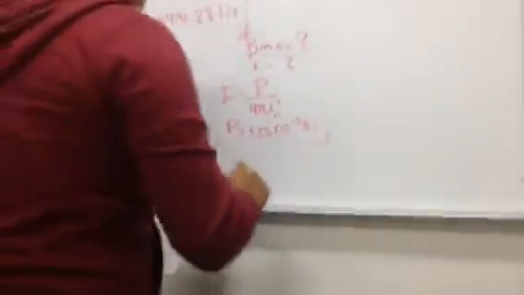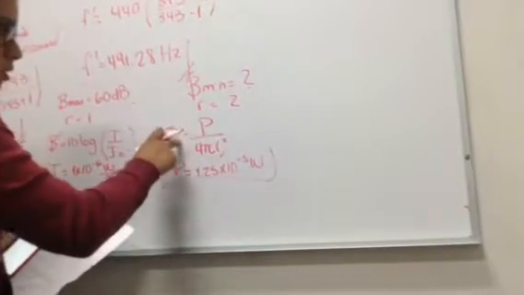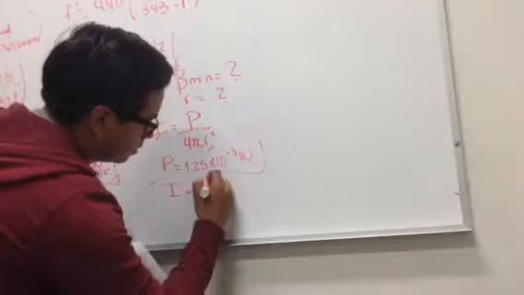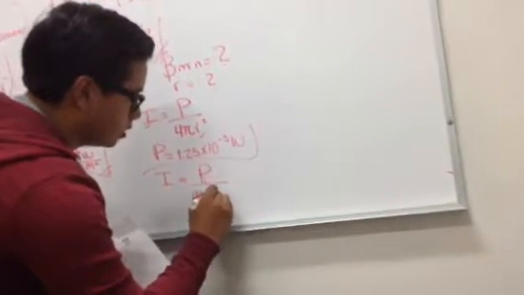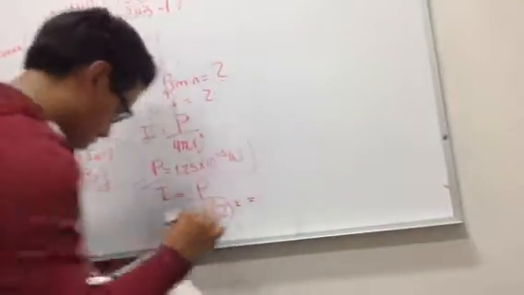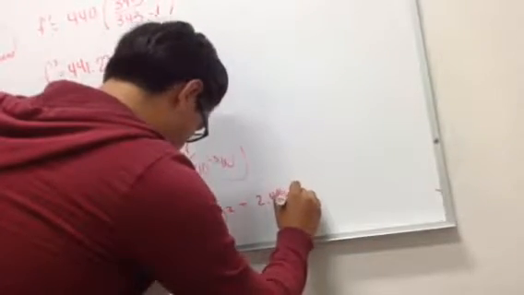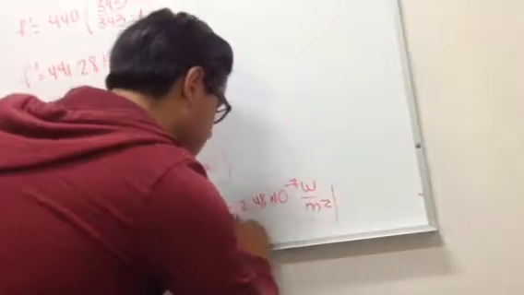And then we need to apply this power to find the second I. So we need to apply the same formula, but to a radius of 2. It's 4 pi of radius, which in this case is going to be 2 squared. And the second intensity is going to be 2.48 times 10 to the minus 7 watts per meter squared.